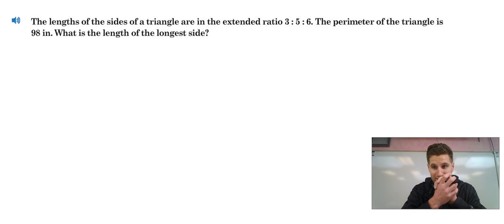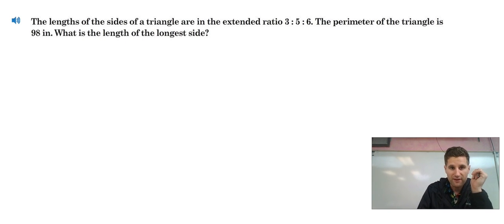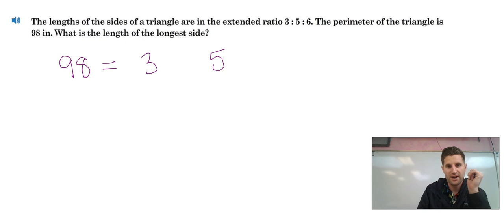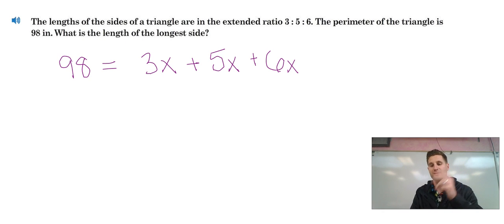All right, let's get started. The lengths of the sides of a triangle are in the extended ratio 3, 5, 6. The perimeter of the triangle is 98. What is the length of the longest side? So this is kind of like the last problem we just did. We have a perimeter and we're looking for the lengths of the sides. So we get 98 and we're going to set it equal to 3, 5, and 6. But again, we're going to put x's on them, because that is going to keep the ratio consistent.